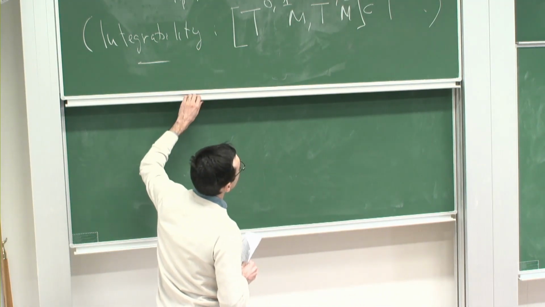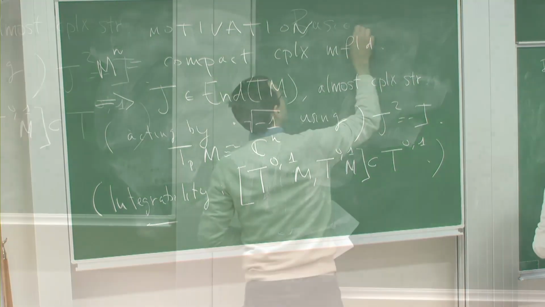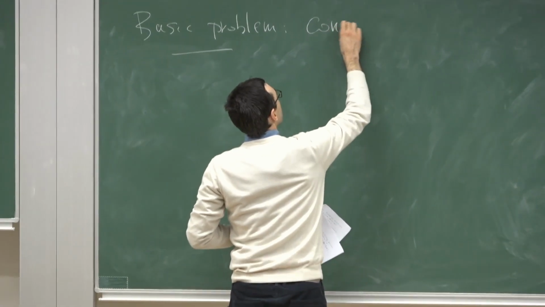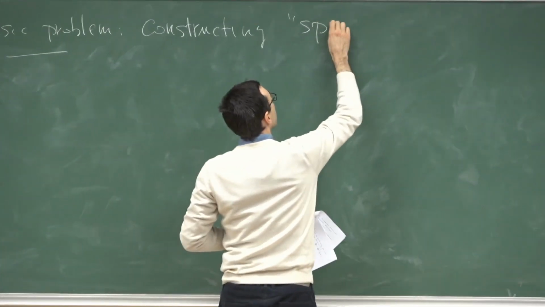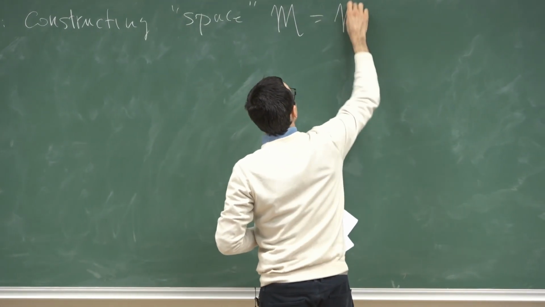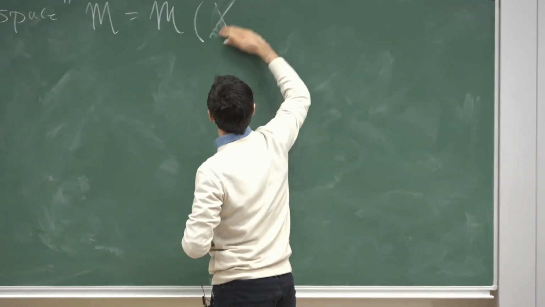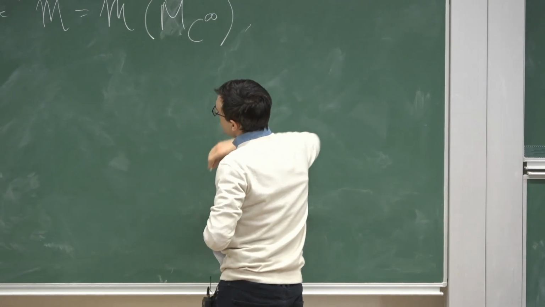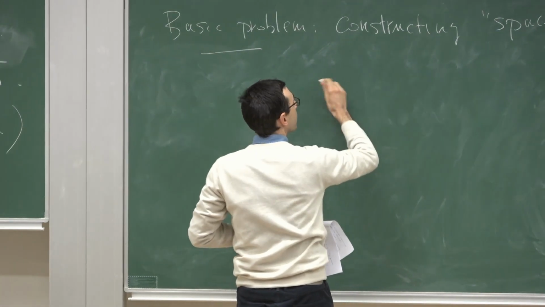Okay, so then you have this basic problem of constructing a space in some appropriate category, which you can call a moduli space. It's something which only depends on the underlying C infinity structure, on the manifold structure on M. I denote it like this, and it parameterizes integrable almost complex structures, or complex structures on M.